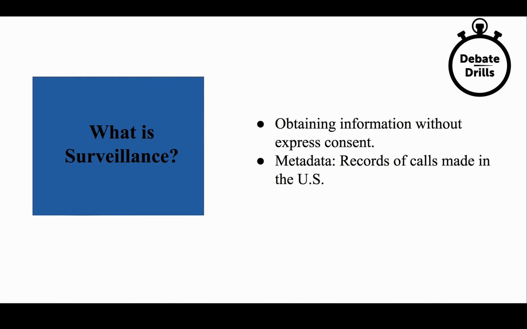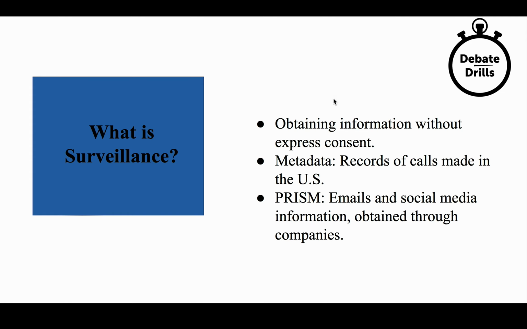So there are a couple of important programs that we should discuss. The first is metadata. These are the records of calls that are made in the United States. You take a service provider such as Verizon, AT&T, etc., and you then have them pass along information surrounding metadata to the NSA. So every call record that is taken, they will have access to in some form, and they can pass that along to the government.